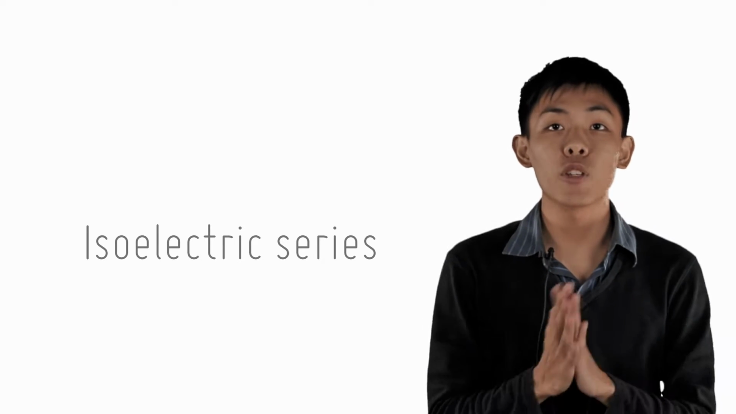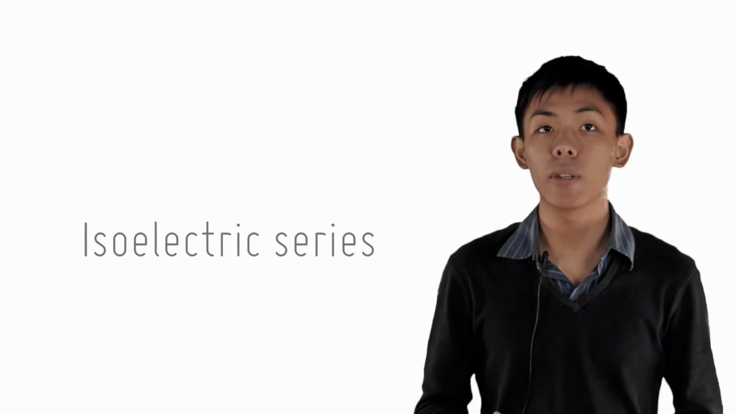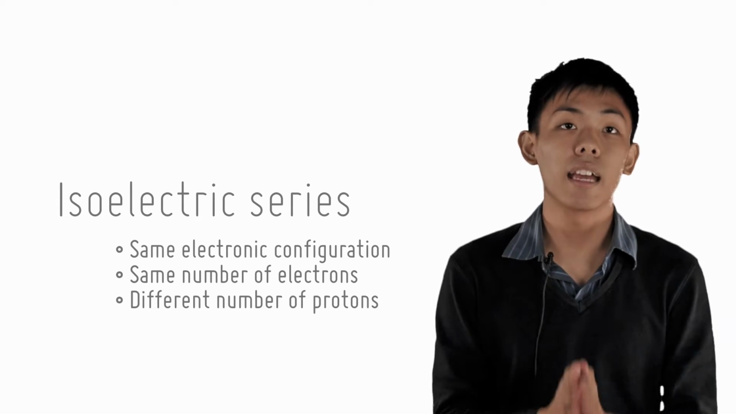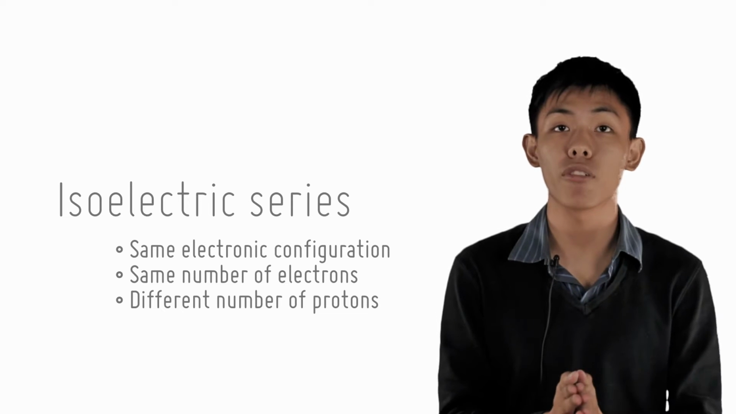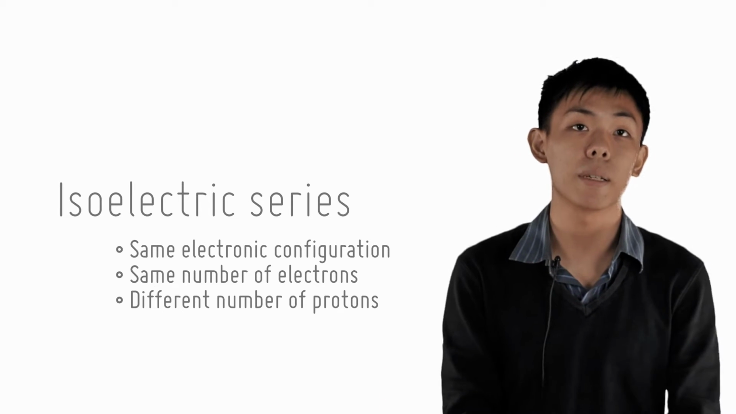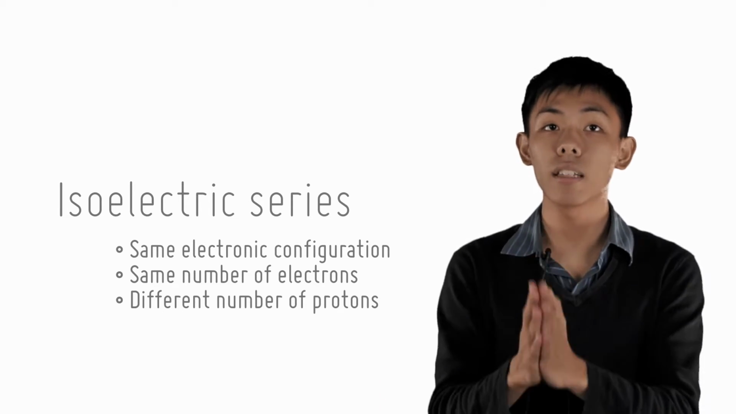Let us now look at isoelectronic series. What I'm referring to is the series of ions or atoms that have the same electronic configuration. That also means that they have the same number of electrons, although they may have different proton numbers. For example, let's take neon as a reference.